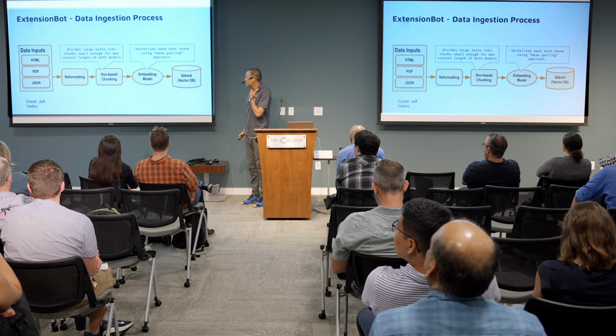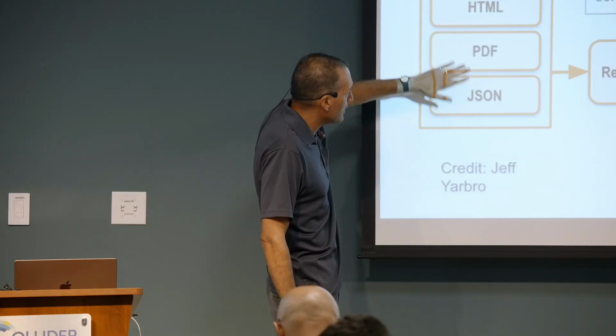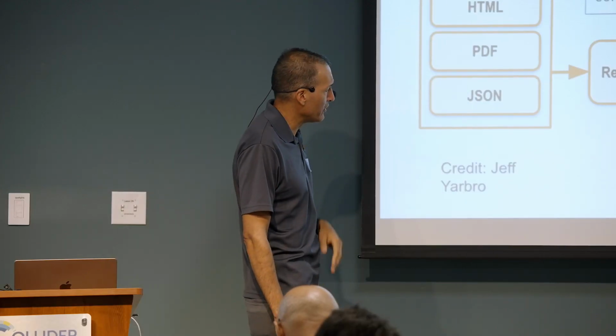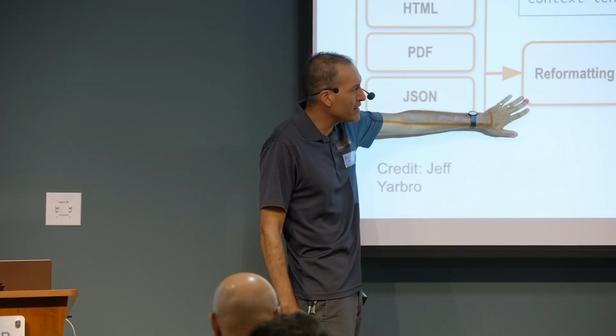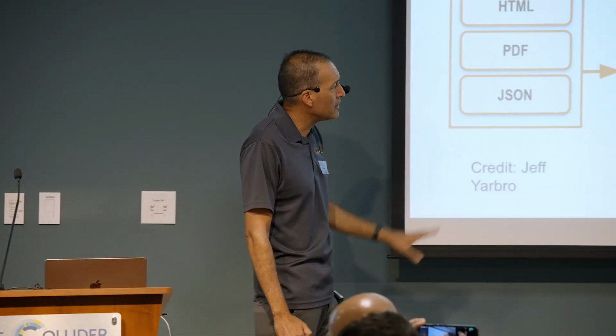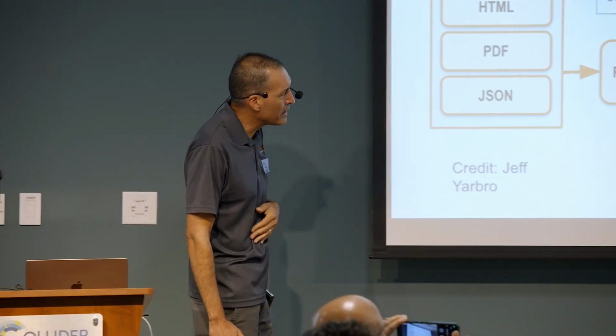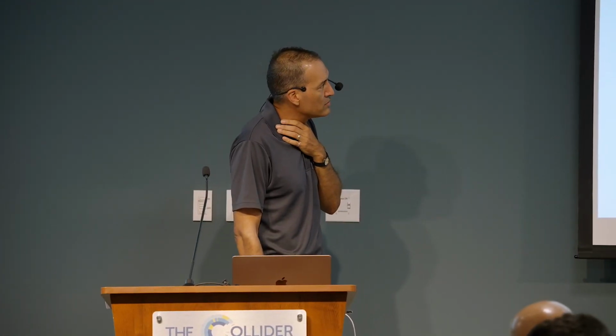So, this is the data ingestion process. Whether it's through web crawling or institutions voluntarily giving us the data, the data inputs could be any of these things. Most of them don't already have JSON, so HTML and PDF are generally the formats we're looking at. There's some typical reformatting that goes on, cleaning up of the data sources, chunking, that's fed to the embedding model, and then, of course, that's put into Qdrant, which is the vector database.